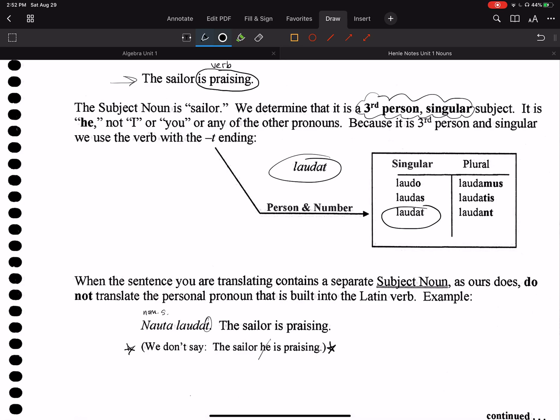He is not needed in this sentence because we were given a subject. So we don't need he as a placeholder in English, which is all the he does in English. It's like somebody coming in and holding your place in line until you actually get there. That he is holding the subject's place in line until a subject actually arrives. Think of it that way.